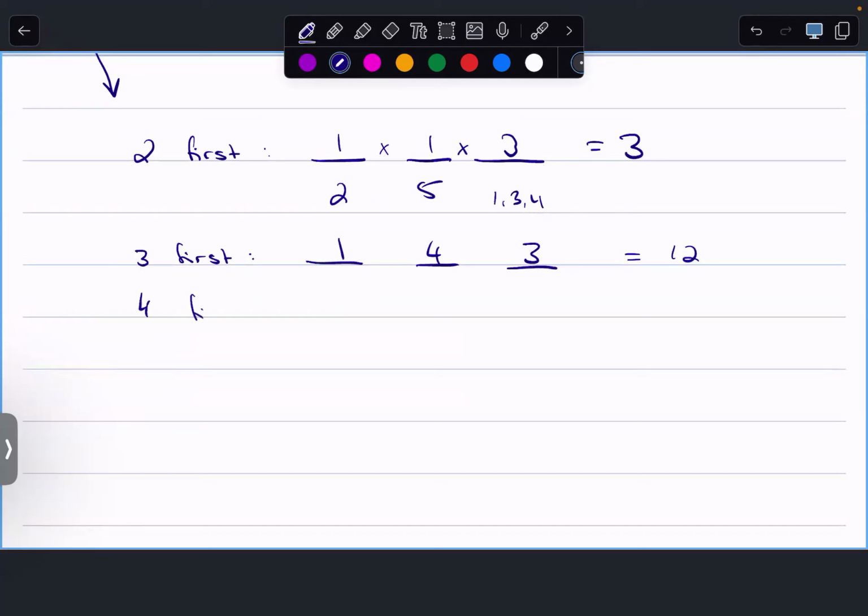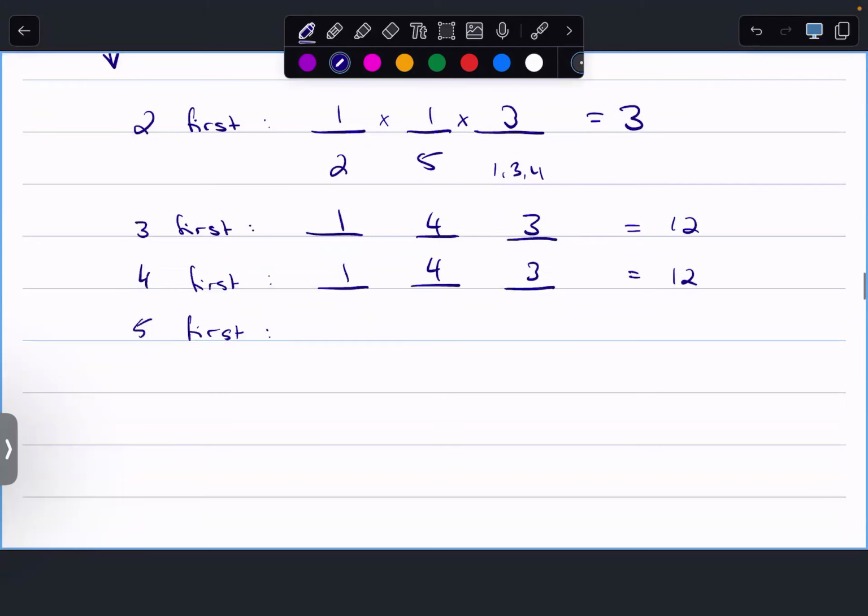4 and 5 first look the same, right? I'm forcing the 4 to be first, meaning I only have 1 option. But then, as long as I don't have any repetition, I have 4 options and 3 options. And same thing here, 1, 4, 3, which is 12.